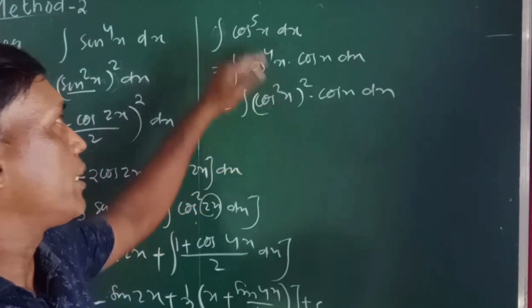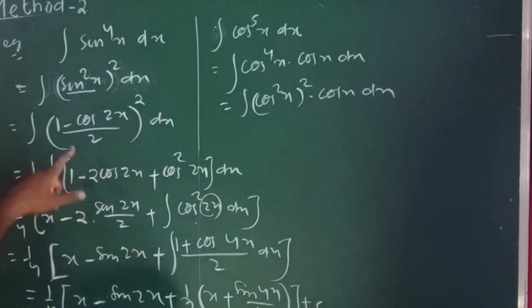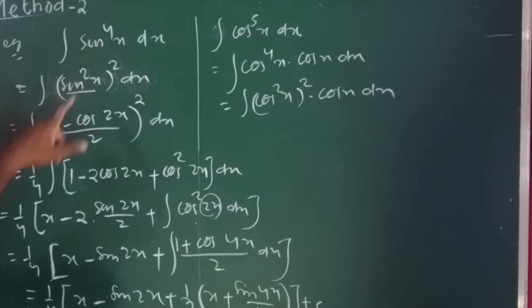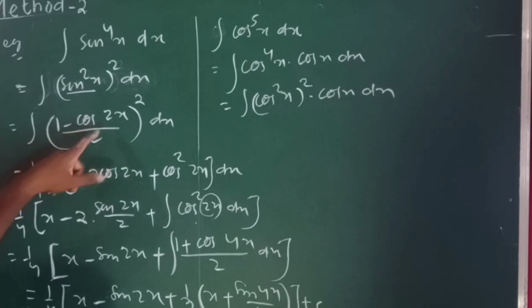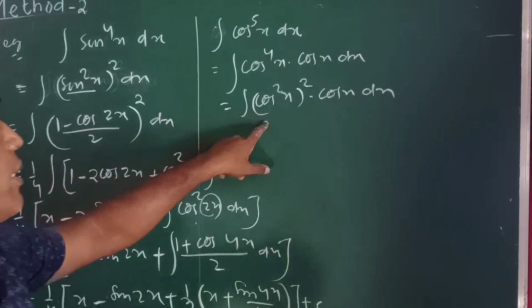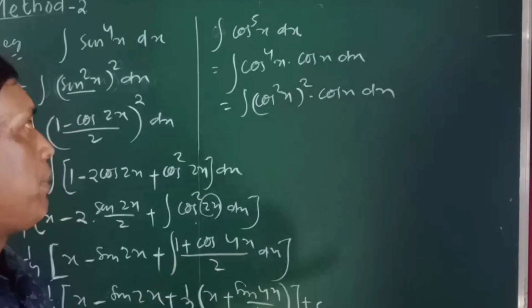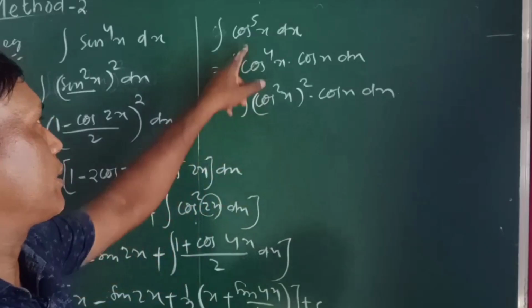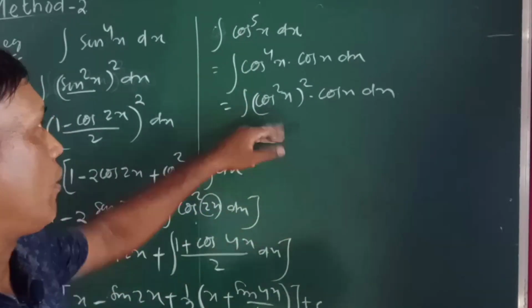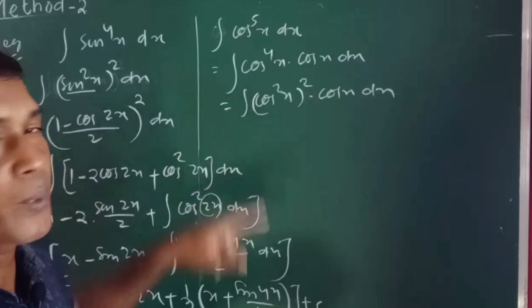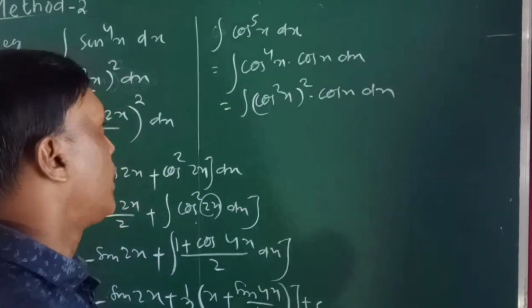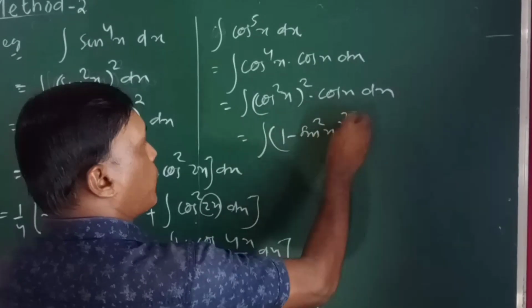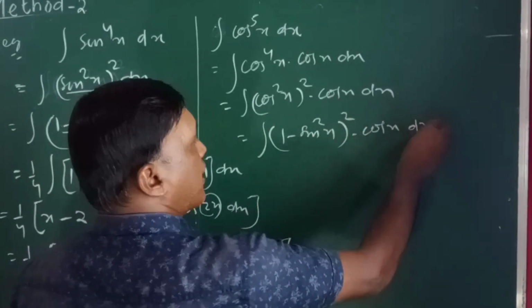If cos square is originated from odd power, look at here, sin square x was originated from even power, so I put 1 minus cos 2x by 2. If cos square x is originated from even power, then you have to put cos square x is equal to 1 plus cos 2x by 2. But here cos square x is originated from odd power, so here in place of cos square x what will we put? 1 minus sin square x. So this is 1 minus sin square x to the power 2 into cos x dx.